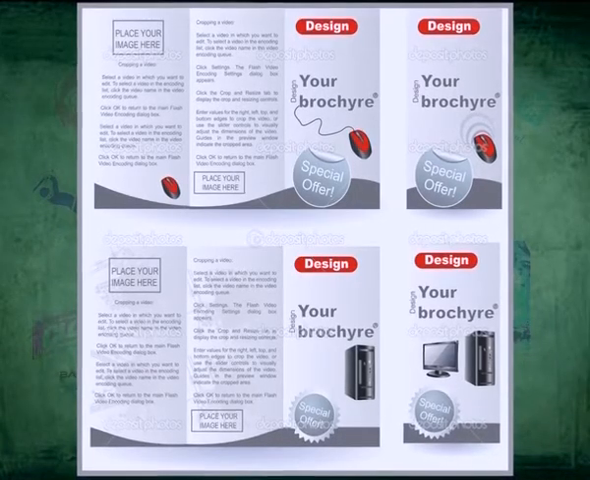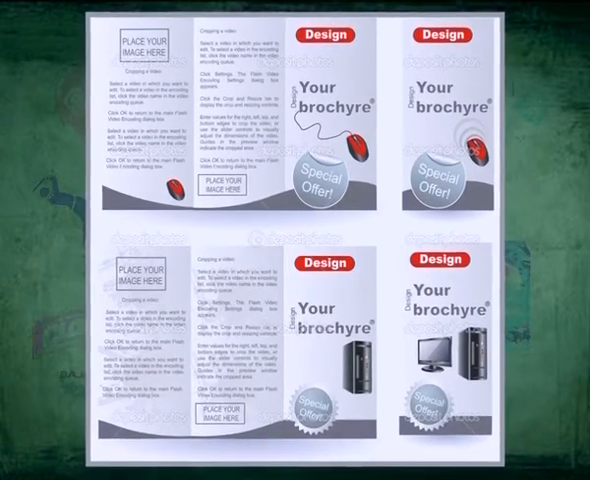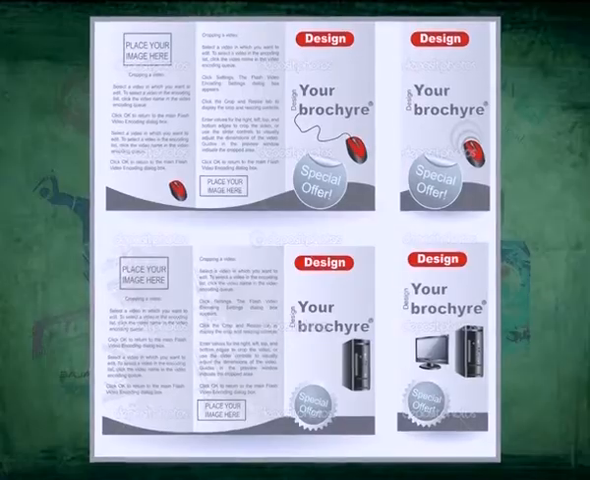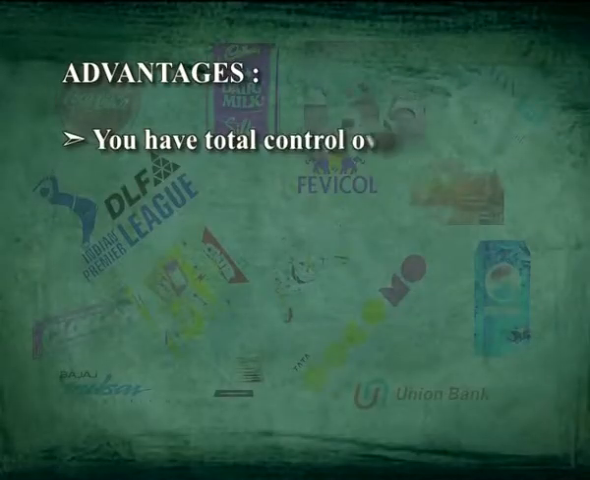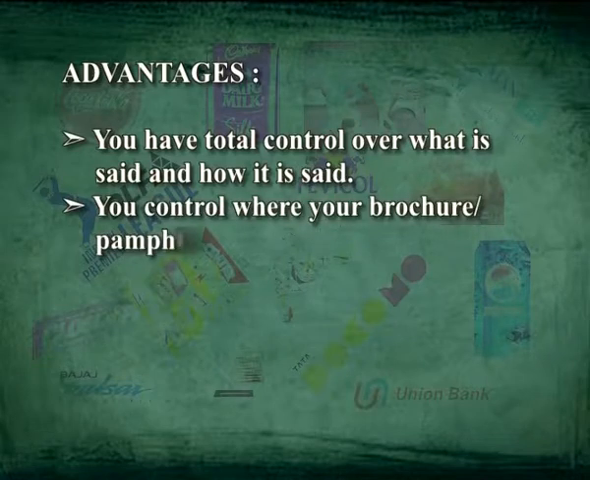Brochures are often made from multiple folded sheets of high quality with writing on each of the panels. Brochures and pamphlets have a certain advantage as an advertising and promotional material, which is why a large number of companies develop them. These advantages are: you have total control over what is said and how it is said.